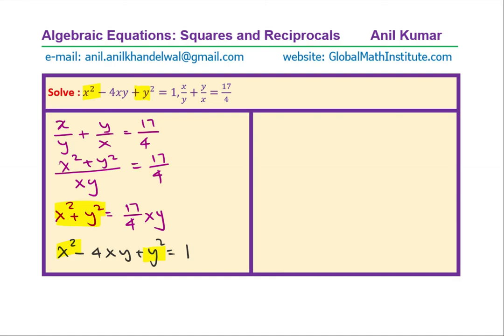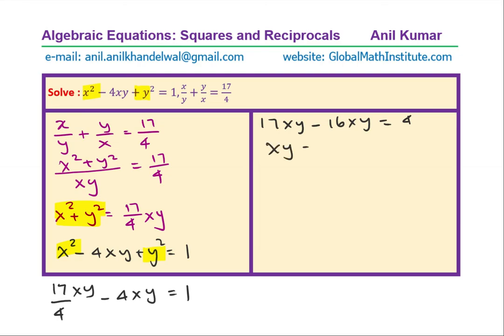Well, we get 17xy/4 minus 4xy equals 1. So we have an equation in terms of x, y. Let's multiply all the parts by 4, giving us 17xy minus 16xy equals 4. Now from here, 17 minus 16 is 1, so xy equals 4.